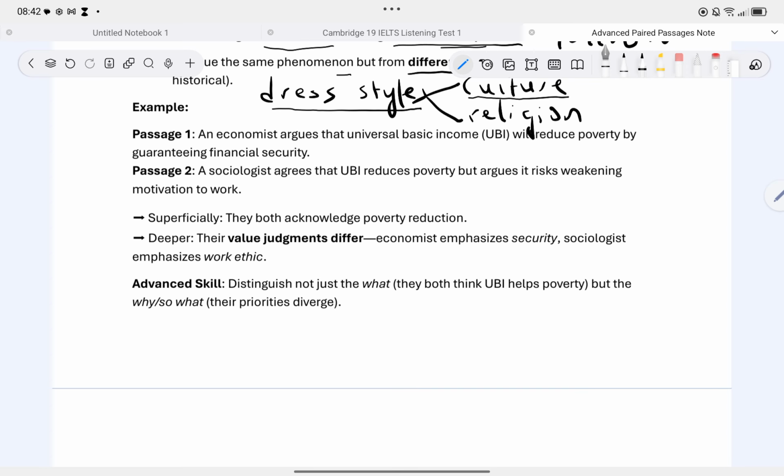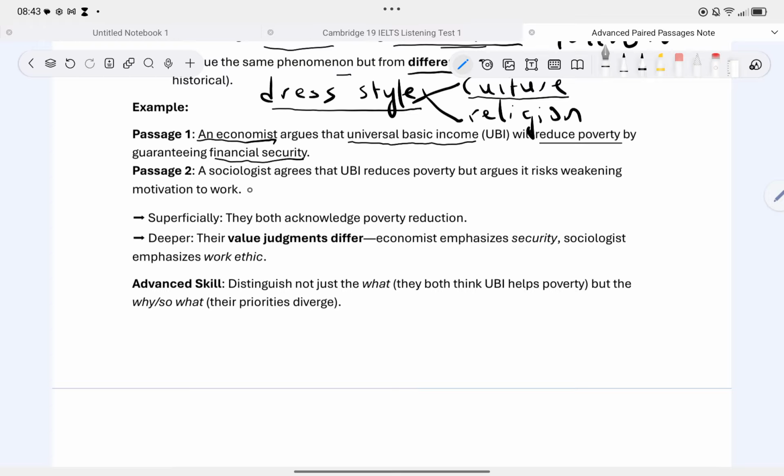Look at this example. Passage 1. An economist argues that universal basic income will reduce poverty by guaranteeing financial security. So, firstly, let us break down the sentence. We have an economist who is talking about universal basic income, and they claim that it will reduce poverty and guarantee financial security.